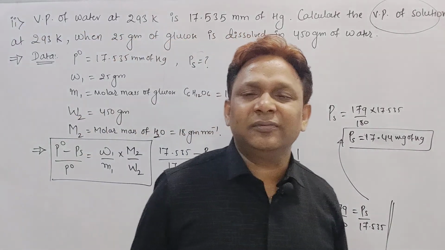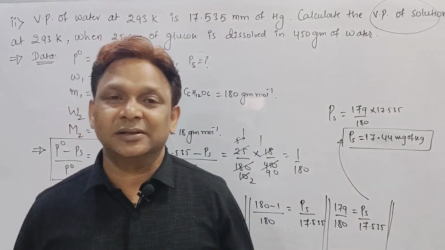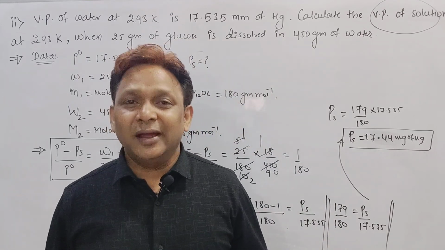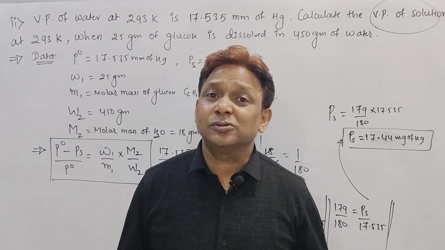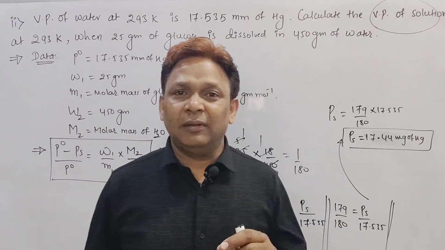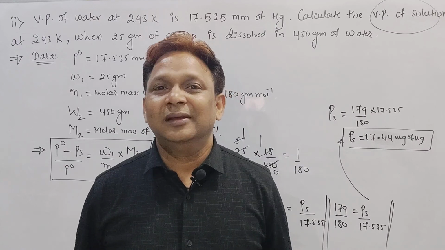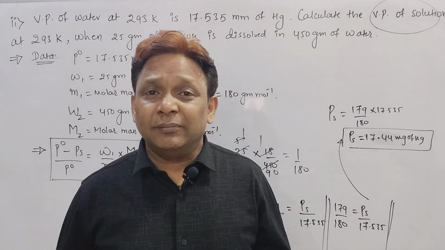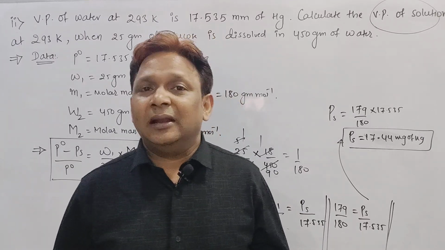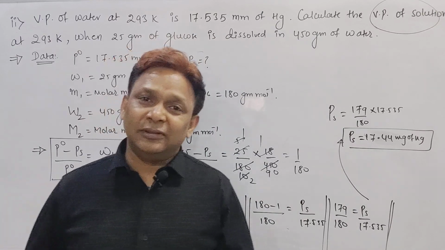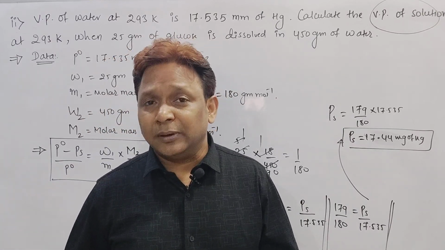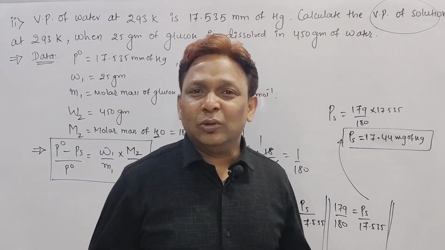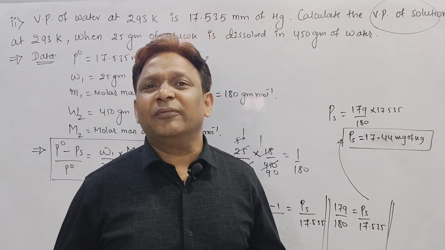See, this is the complete answer which we did, and this answer is for 8 marks. What is the relative lowering in vapor pressure? It is the ratio of the lowering in the vapor pressure to the vapor pressure of the solvent. RLVP is equal to P naught minus PS by P naught. P naught minus PS is the lowering in vapor pressure. It is the difference between the vapor pressure of a pure solvent and the vapor pressure of a solution. The ratio of the lowering of vapor pressure to the vapor pressure of solvent gives the relative lowering in vapor pressure. According to Raoult's law, relative lowering in vapor pressure is directly proportional to the mole fraction of solute.